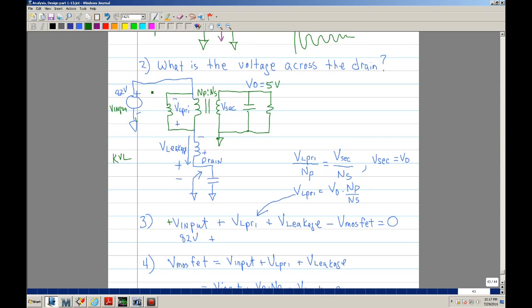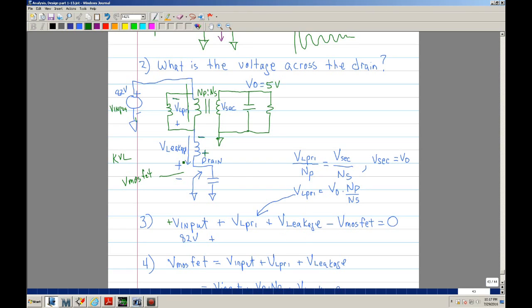So this is a positive. And then during that time, remember, this is negative and positive. We're going in this direction, we're exiting a positive, so we have positive VL primary. And again, this is negative and this is positive because the current was going in the same direction. So then you have a positive leakage, basically the voltage across the leakage inductor. So then you end up with V MOSFET.